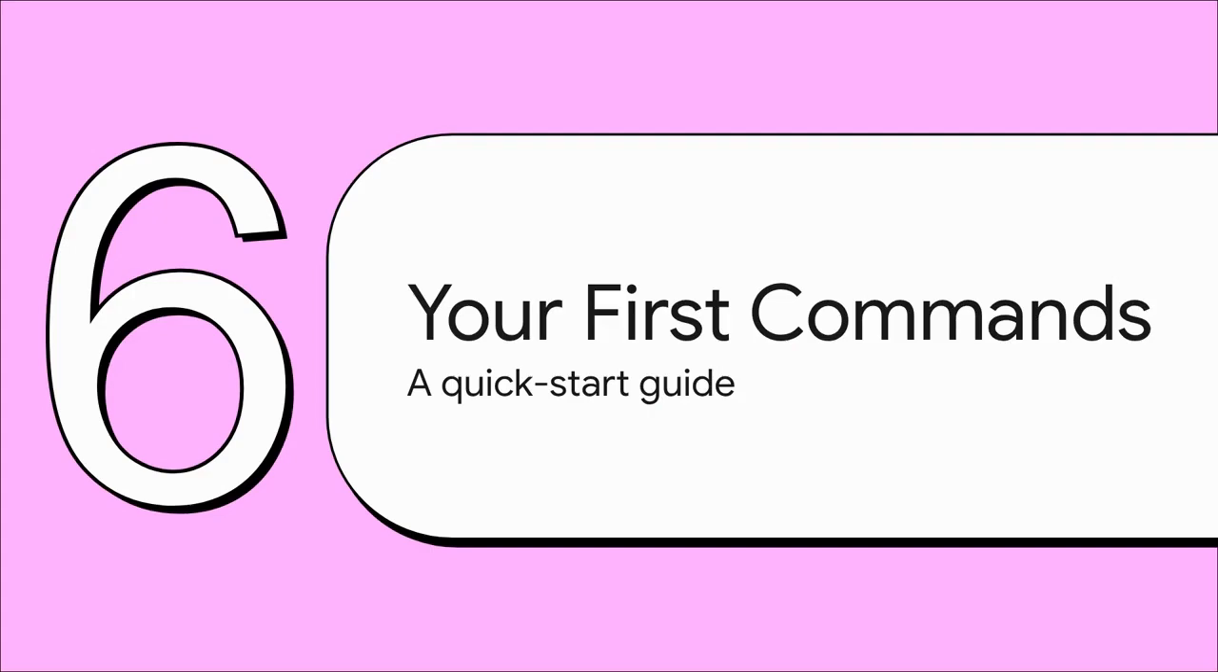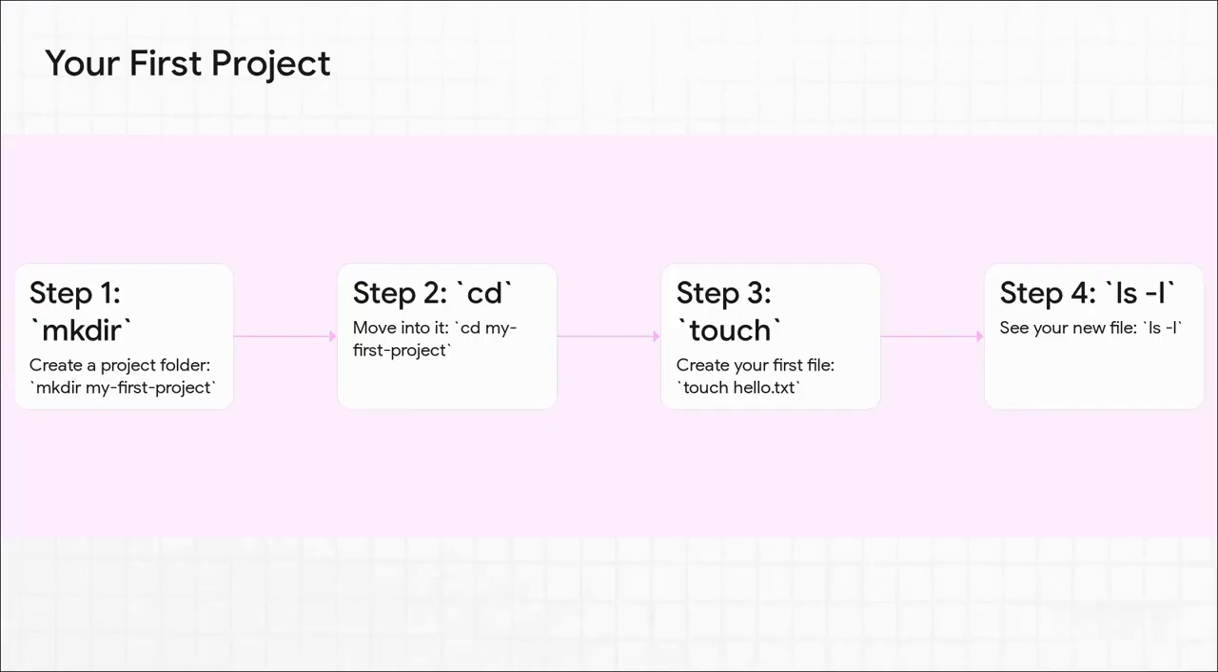Let's put everything we just talked about into a simple little sequence that you can type into your own terminal right now, just to get a feel for it. Go on, open up your terminal and try this. First, make a directory: mkdir my-first-project. Next, change into it: cd my-first-project. Then, create a file: touch hello.txt. And finally, see what you've made: ls -l. There you go. In just 4 quick commands, you've done a core developer workflow.